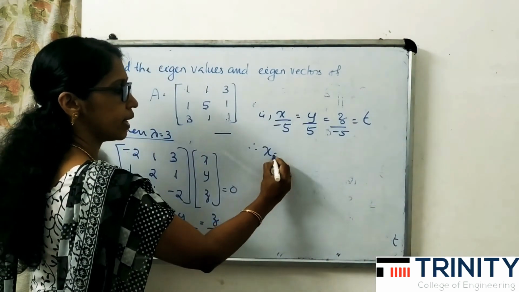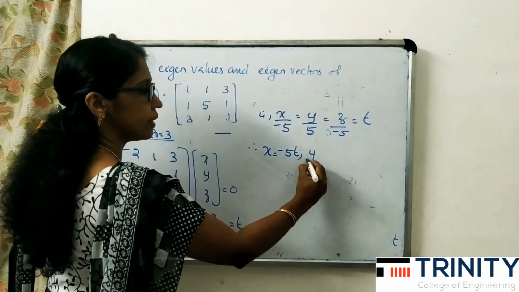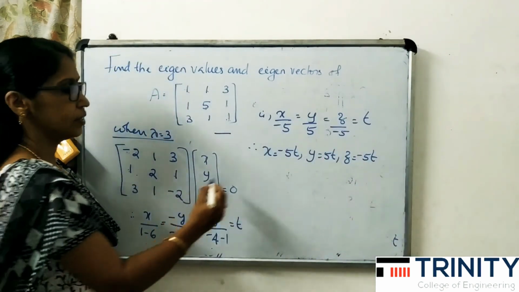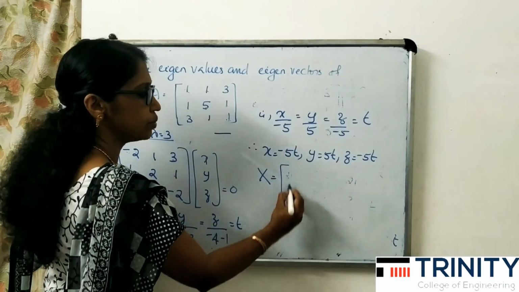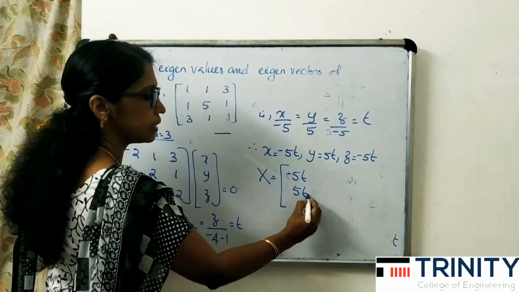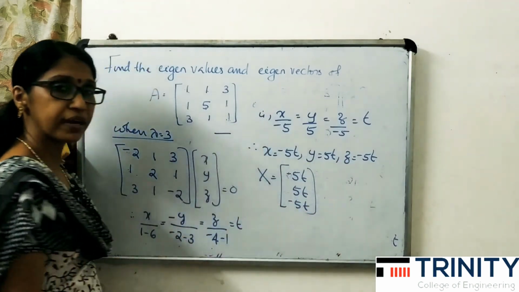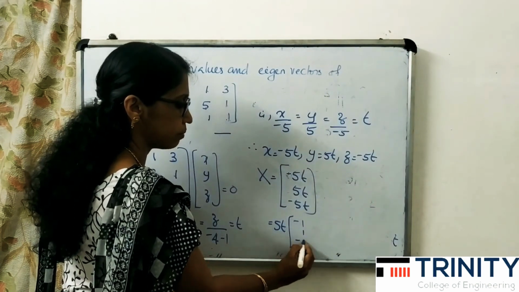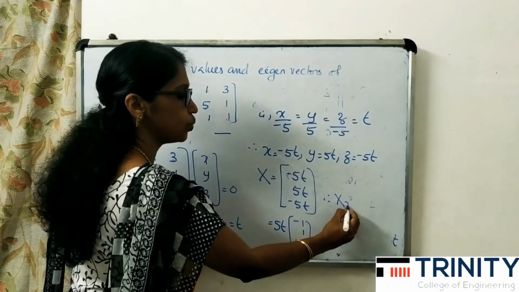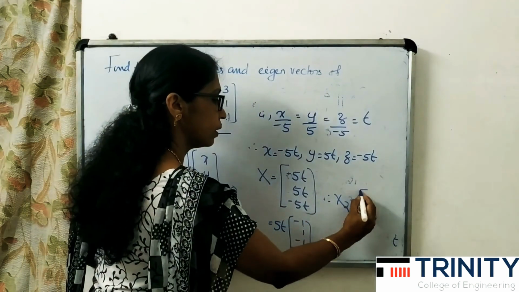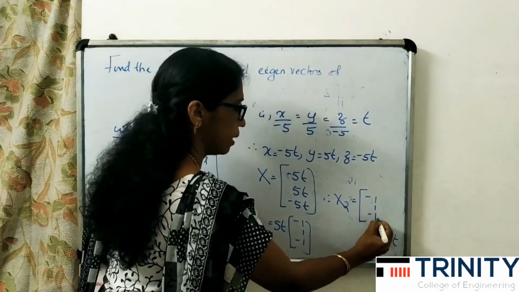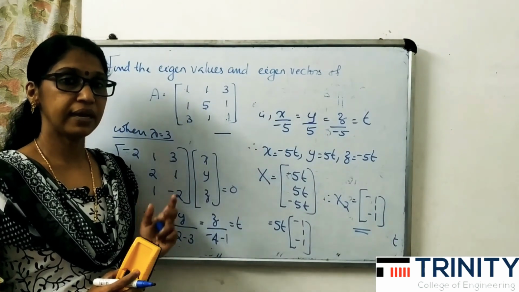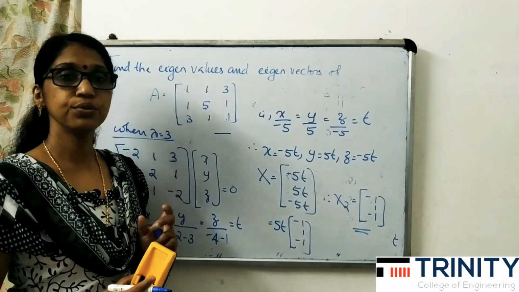Therefore, x equals minus 5t, y is equal to 5t, and z equal to again minus 5t. So capital X is equal to minus 5t, 5t and minus 5t, and the common factor is 5t. Taking outside 5t, we get minus 1, 1, minus 1. Therefore, x2 is equal to minus 1, 1 and minus 1. So this is x2. Now we are going to find the eigenvector corresponding to lambda equal to 6.